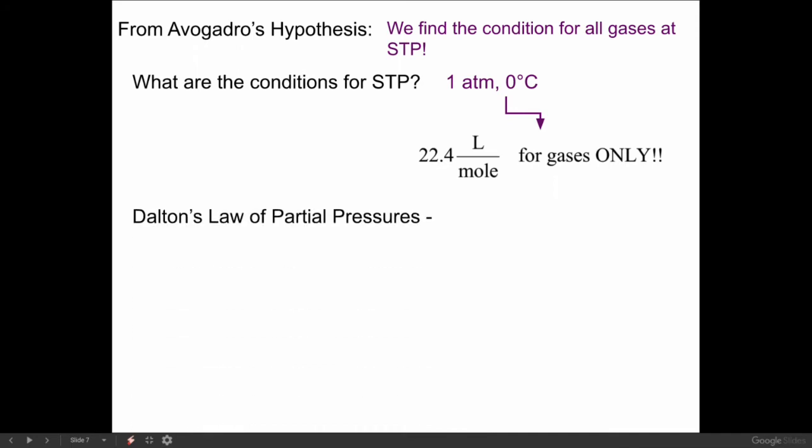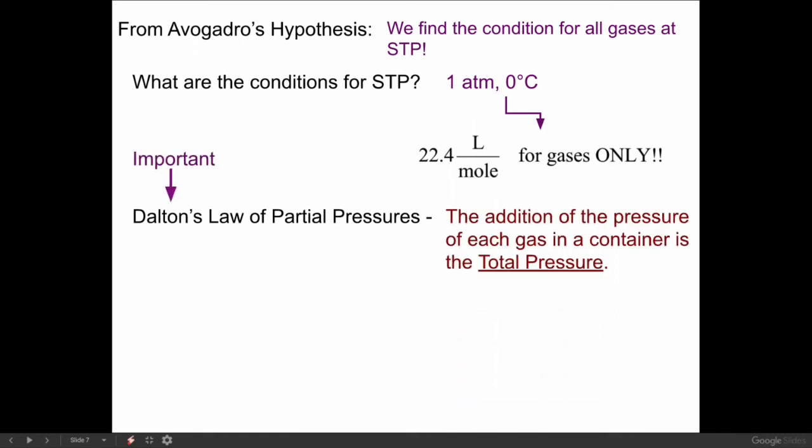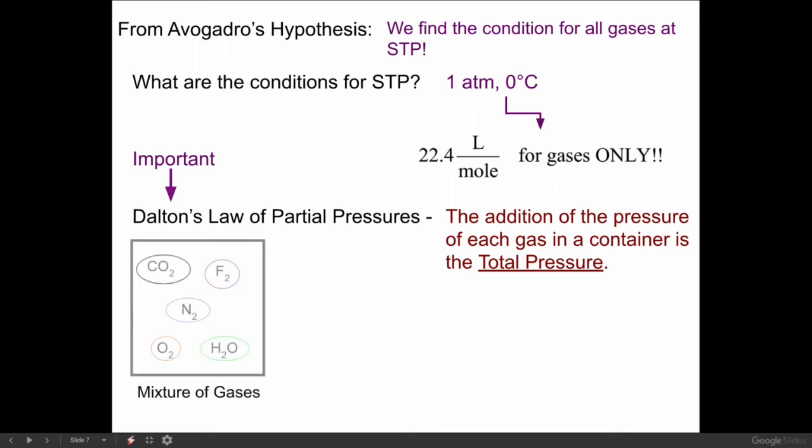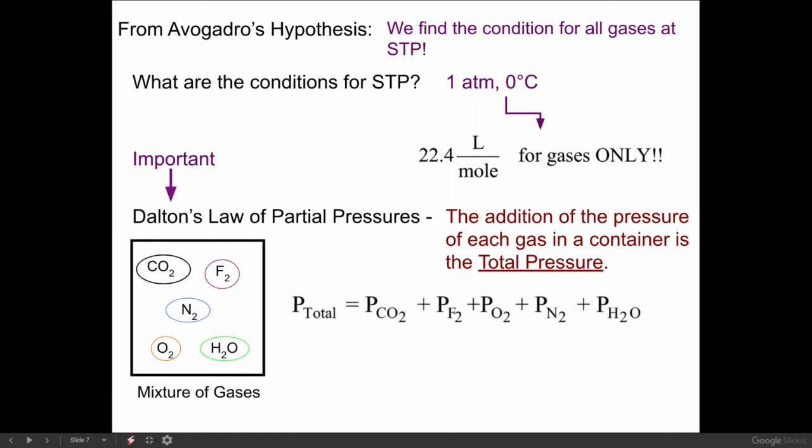Well, there's Dalton's Law of partial pressures. This is a pretty cool concept and an important one. If you have a container with a different number of moles, which we're not going to take into account for high school, but for different gases at different pressures, their total pressure for that container is the sum of those gases. In other words, you've got a mixture of gases at different pressures. For example, this container with different gases, oxygen, water, nitrogen, fluorine, carbon dioxide, that total pressure is equal to the contribution of each gas pressure.